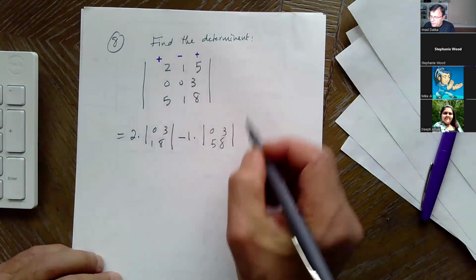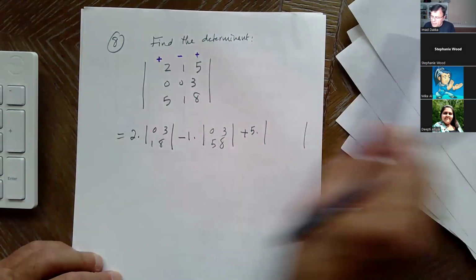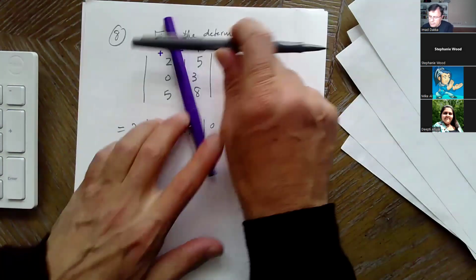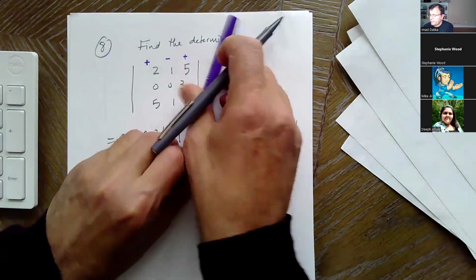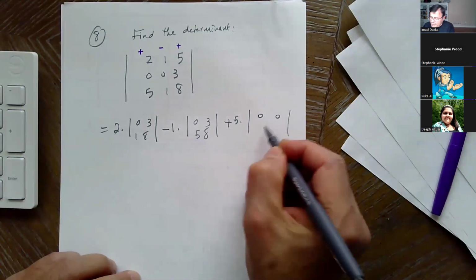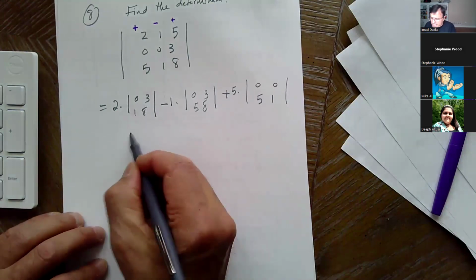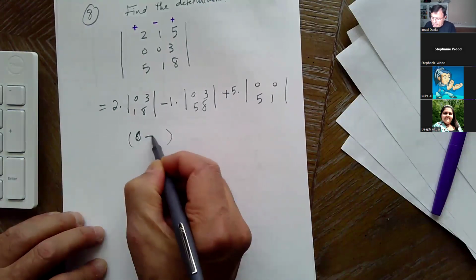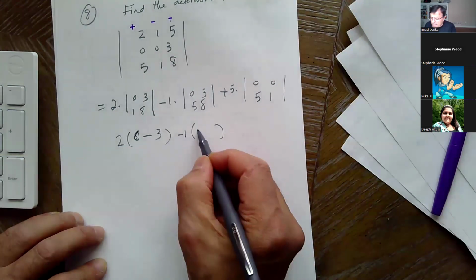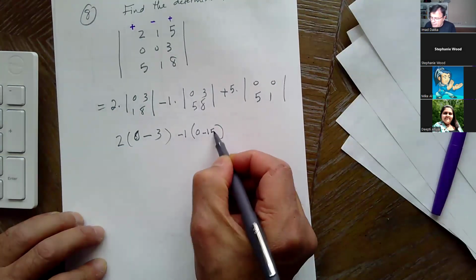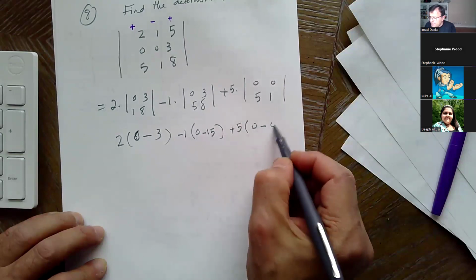And then keep the sign of 5. It's a +5. Cross the column and row. So it's 0, 0, 5, 1. And then it's evaluating 2 by 2 determinants. So it's 0 times 8 minus 1 times 3. 0 times 8 minus 5 times 3. And then 0 times 1 minus 0 times 5.